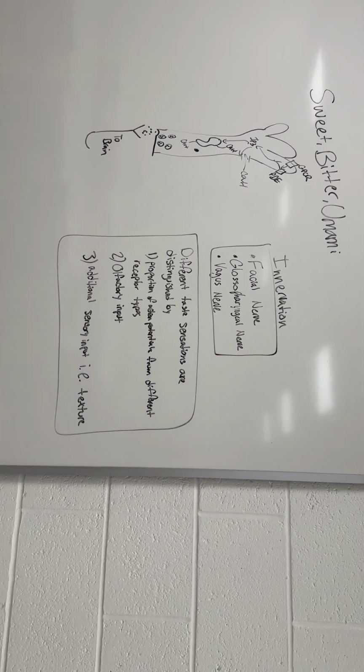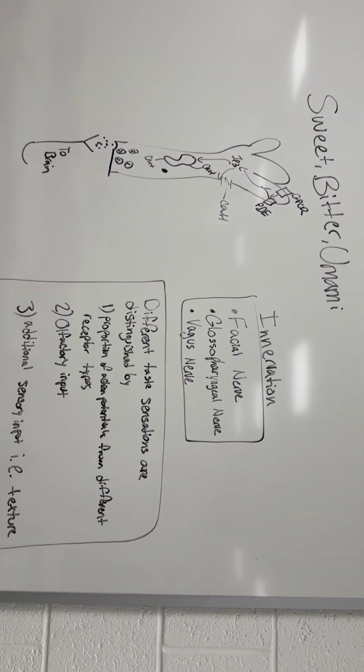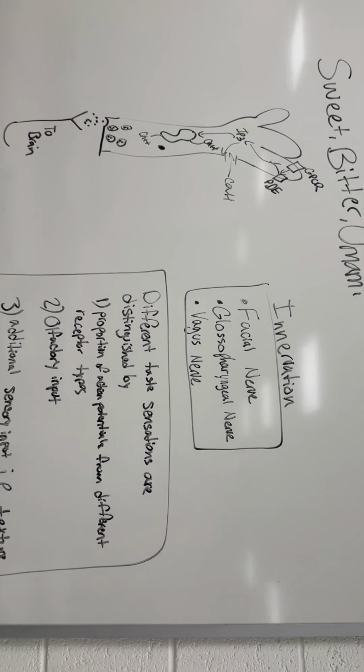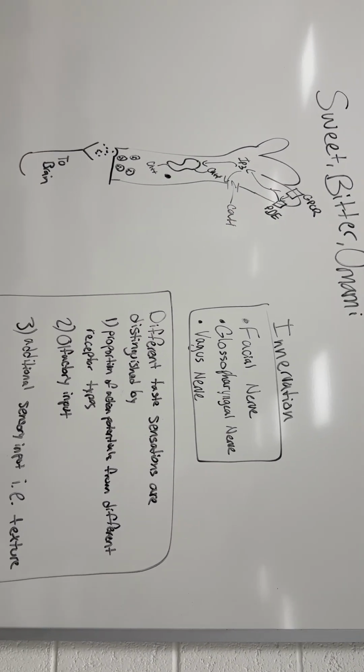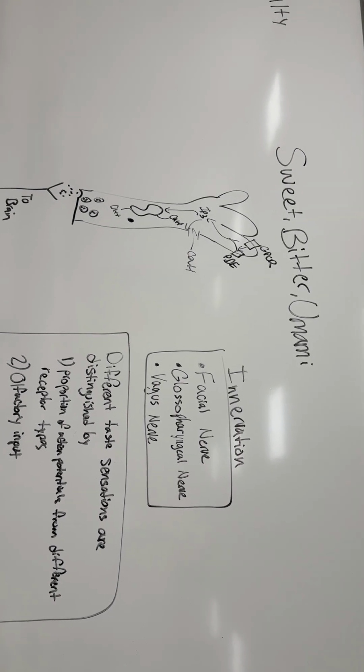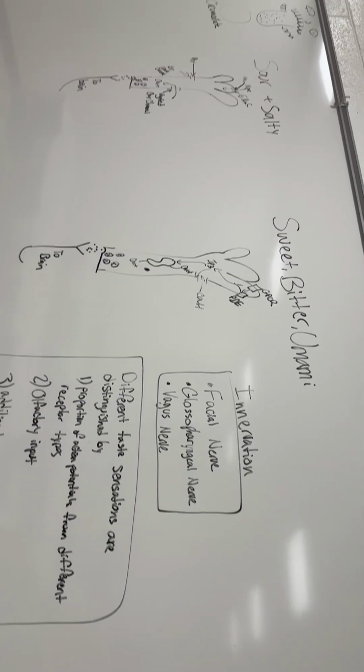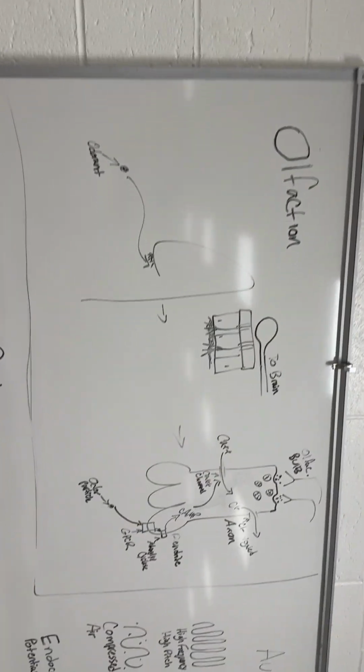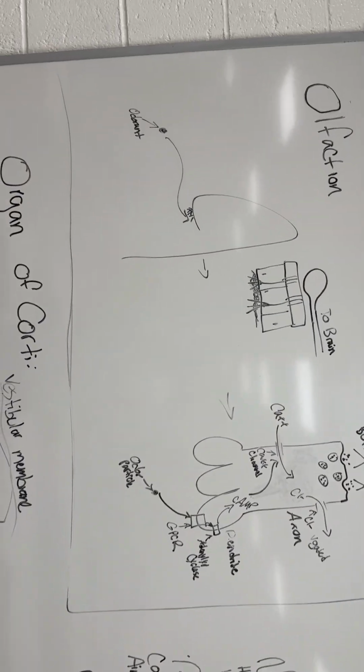We can also distinguish different taste sensations with the help of olfactory input, which is our smell. And then we also get additional sensory input, like from the texture of the food that we're eating. So we just wrapped up gustation. Let's go ahead and move on to olfaction here.